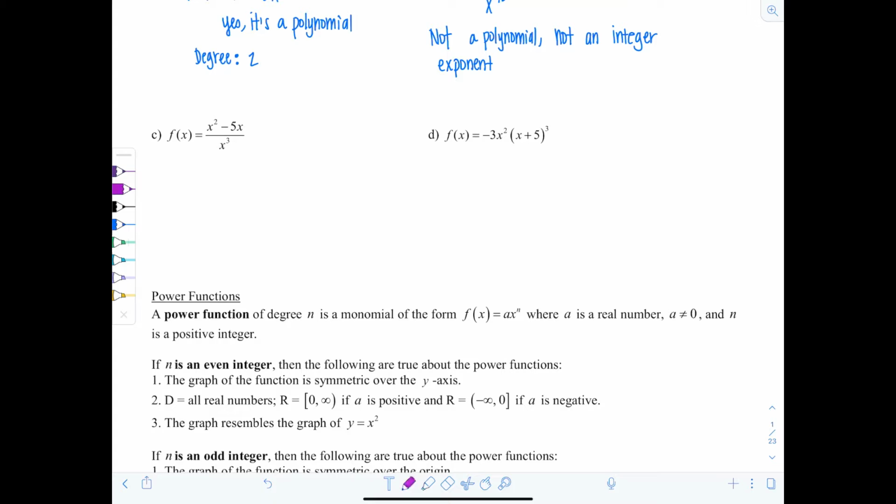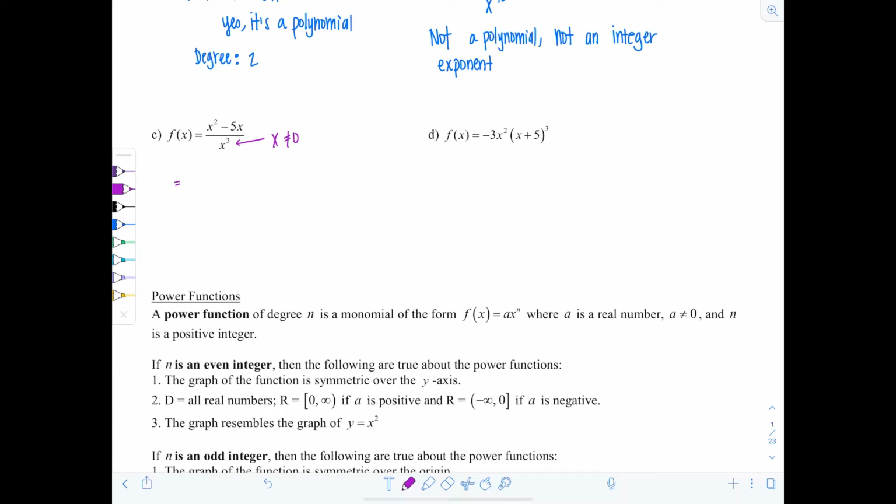Well, two ways to go about it, but the answer is no. First of all, I notice we've got a restriction here. X cannot be 0. And that contradicts a condition for polynomials because the domain for a polynomial is all real numbers. Now, why is that?